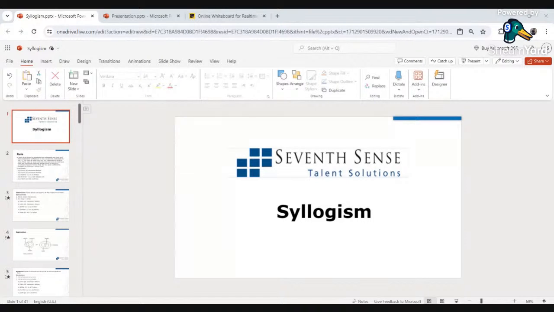So today's topic is on reasoning. We'll be looking at syllogism. It is a basic topic which will be there in the aptitude round. You can expect around 3 to 4 questions minimum on this, maximum 6 questions, and it carries an equal amount of marks. And syllogism is one of the topics where there is a bit of confusion among people.